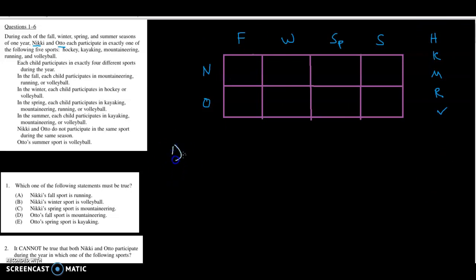So rule number 1 says each child participates in exactly 4 different sports. So I'm going to say N, O equals 4 sports. Number 2, in the fall, in column F, this column right here, each child participates in mountaineering, running, or volleyball. So we've got to have M, R, or V. I'm not going to start filling that in quite yet, but let's keep going. Rule 3. In the winter, each child participates in hockey or volleyball. That's not as many options.